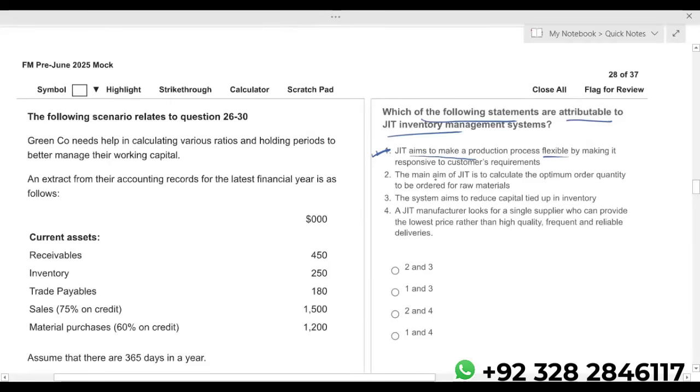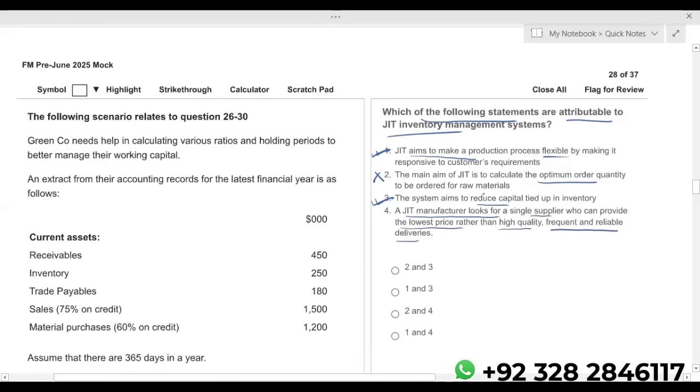Okay. The main aim of JIT is to calculate the optimum order quantity to be ordered. Oh no. We are not talking about EOQ. The system aims to reduce capital tie-up. Yes, I don't want to tie up so much capital in the inventory. That is the biggest benefit of JIT. A JIT manufacturer looks for a single supplier who can provide the lowest price rather than high quality. No. Frequent and reliable deliveries.